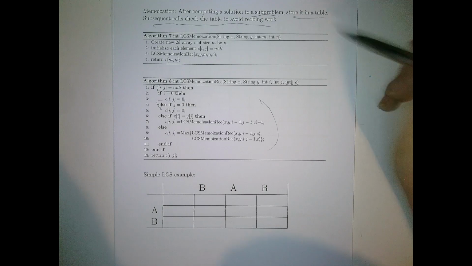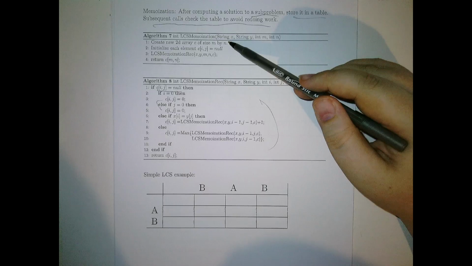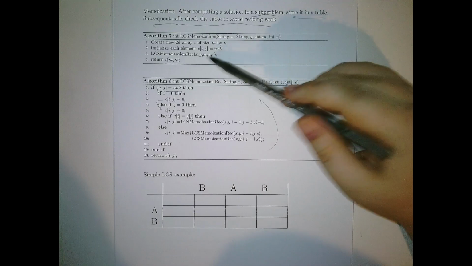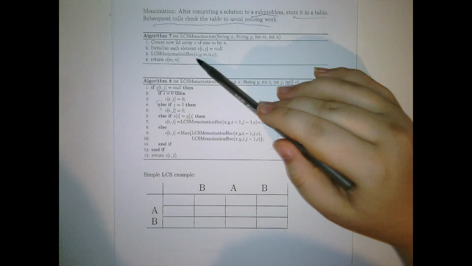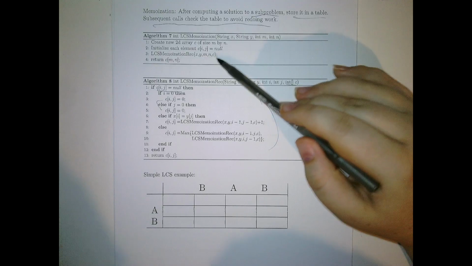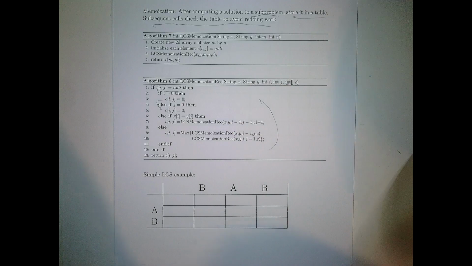Looking at it, hopefully the code makes sense. You can see I'm creating a table up here. This is just a helper function that creates a table, sets all the values to null, and then calls memoization with the same parameters I gave you on the previous page, but also this new table, C. And then it returns C[m][n], which is where we said our value would be stored.